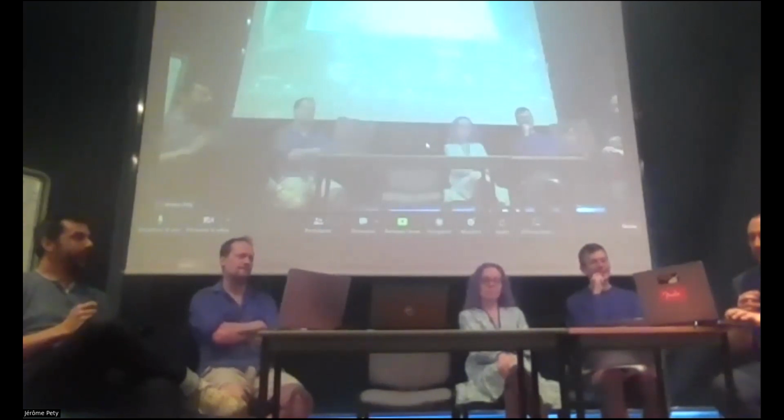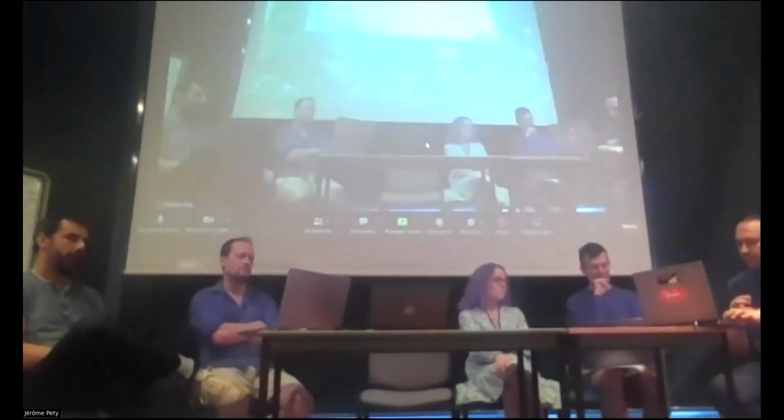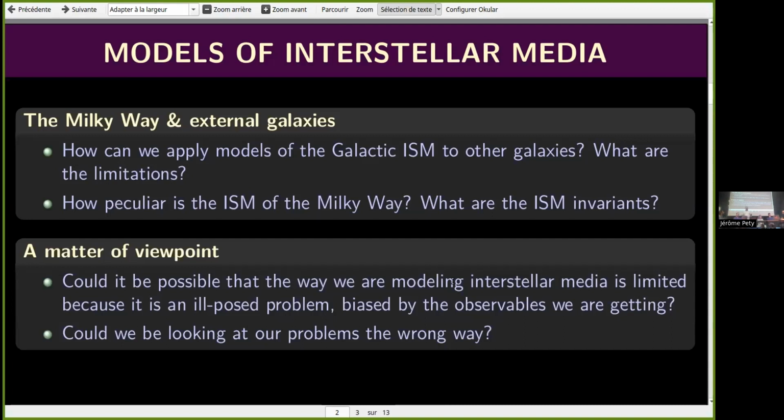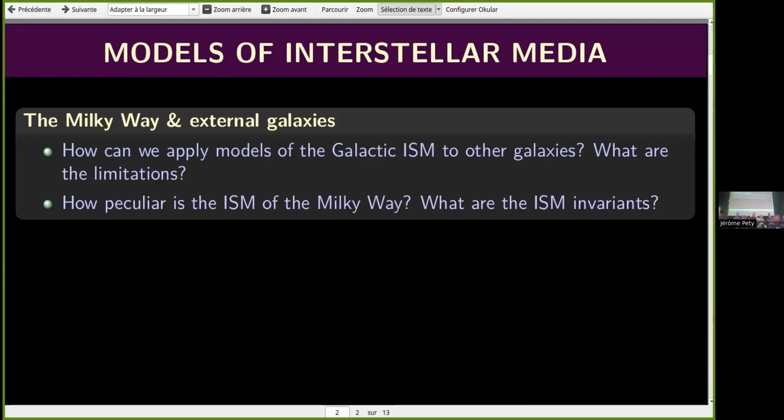So we have already started to answer the follow-up questions to that, which I'm putting back on the screen. So how peculiar is the ISM of the Milky Way? We already started to discuss a bit about that. And what are the ISM invariants? Natalie already started to say that: a silicate is a silicate, whoever. But it's a different look at this question about the systematic differences between the Milky Way and other galaxies.